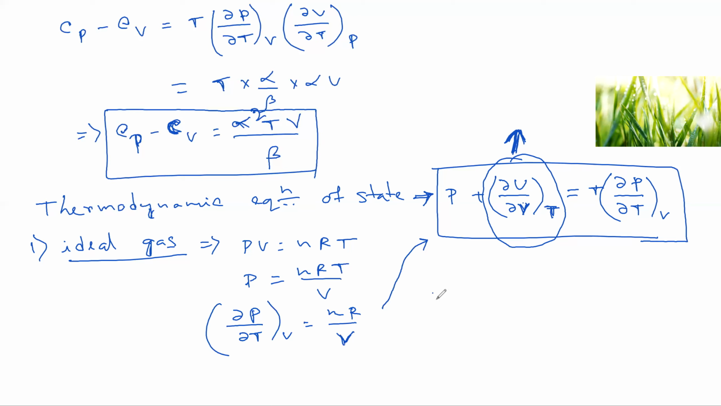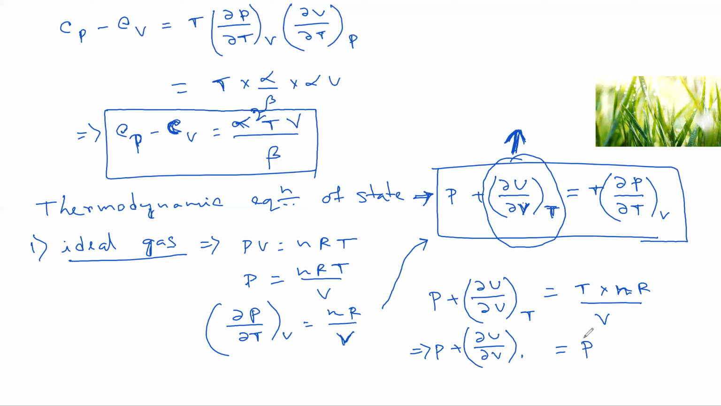So P plus (del U/del V) at constant temperature equals T into nR over V, which we have just derived. What is this? nRT by V is again P, so we can write P. You can see that we have P on both sides, so we can cancel it. So what is the value of (del U/del V) at constant T? This is equal to 0 in case of ideal gas.